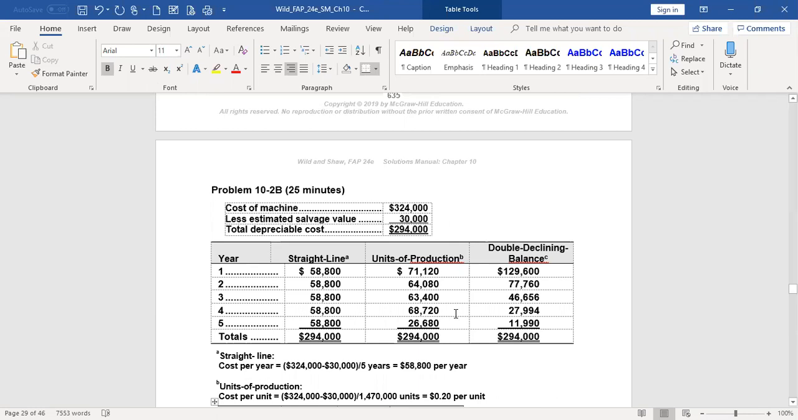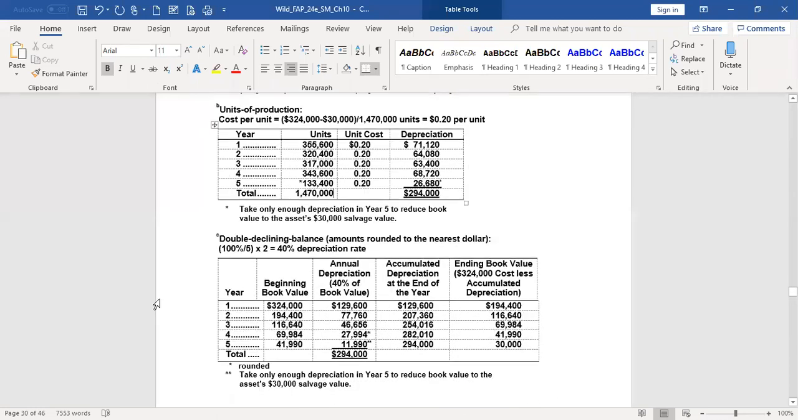But it's based on actual use or actual units made by the machine, where straight line is just equal amounts every year. The final method, double declining balance. So let's take a look at that. Remember, that's a two-step process. The first is define a double declining balance rate, a DDB rate, I call it. How do we determine that?